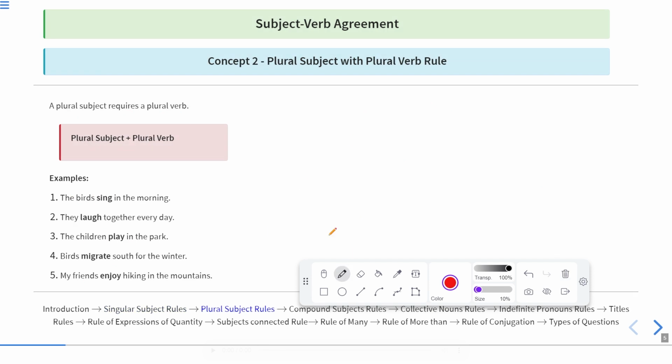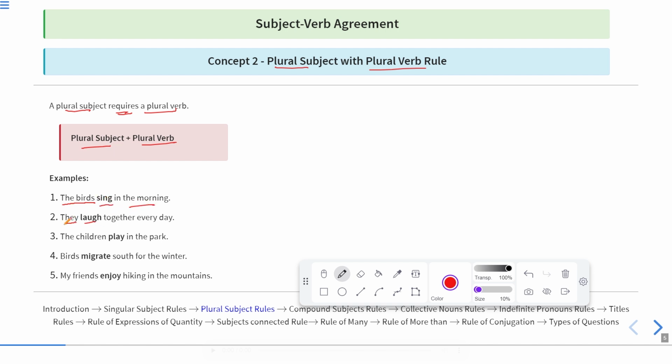Now this is another concept, that is plural subject with plural verb rule. Now, as we have discussed that the singular subject requires singular verb, similarly, when the subject is plural, it requires a plural verb. Okay, and the base form of verb is always plural. Okay, so plural subject plus plural verb. Okay, for example, the birds. Now we are talking about the birds, and bird is singular, whereas when we add s to the bird, it will become birds, and that will be plural. So the birds sing in the morning.